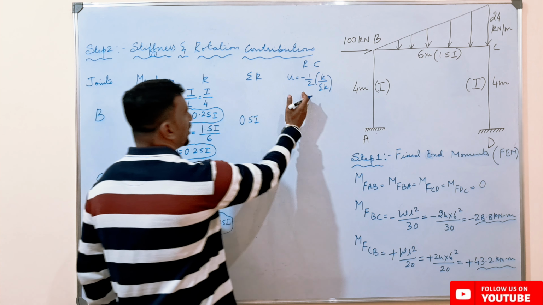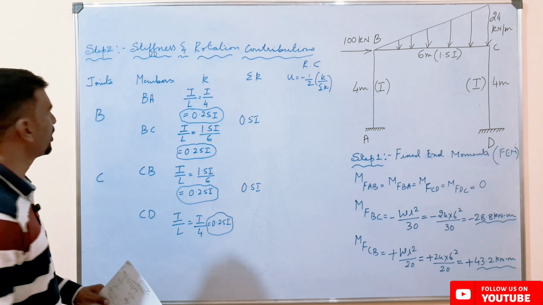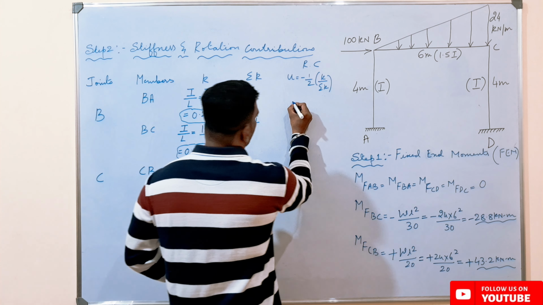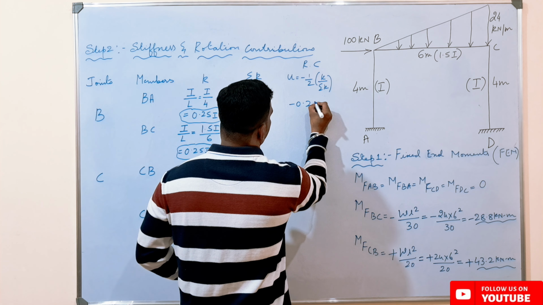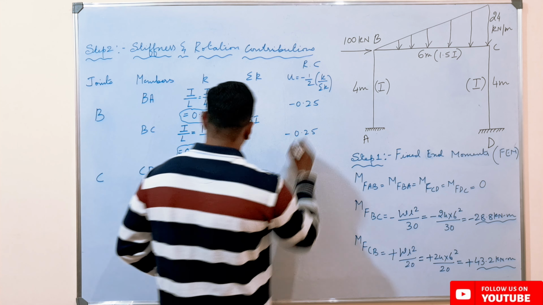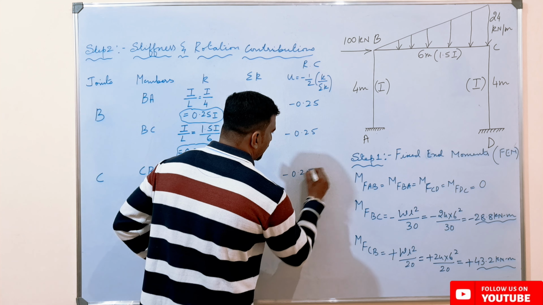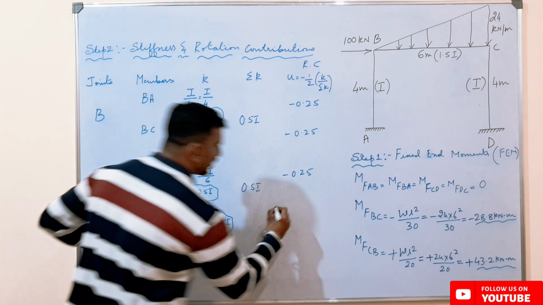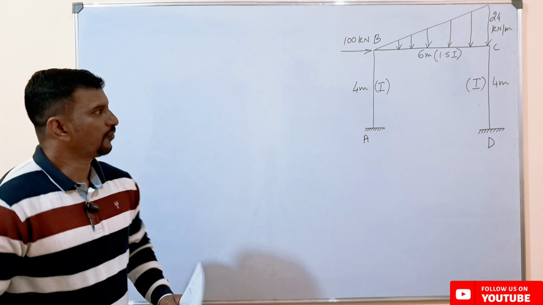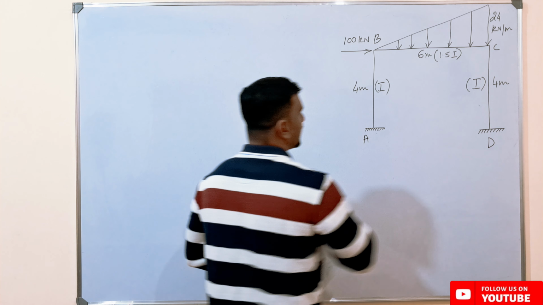So now if we just put the value over here, that is K upon sigma K, the rotation contributions for member BA, we are having a value of minus 0.25, and for member BC it is minus 0.25. For member CB also it is minus 0.25, and for span CD also it is minus 0.25.